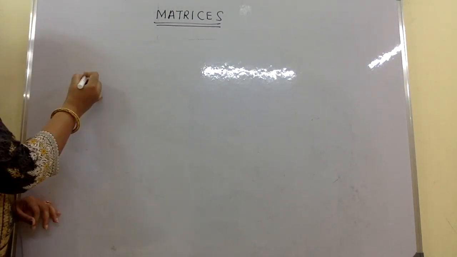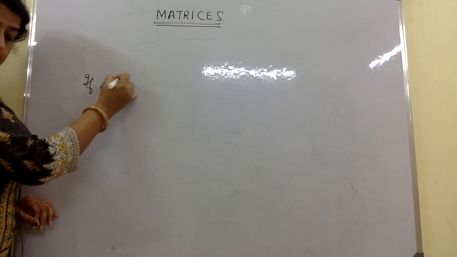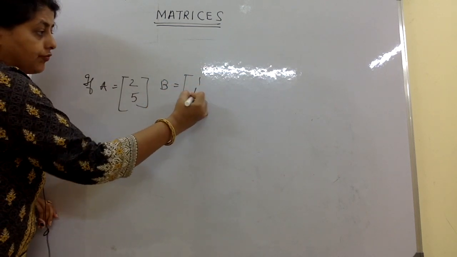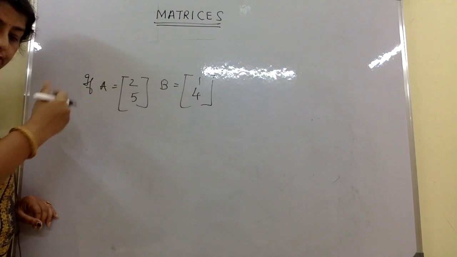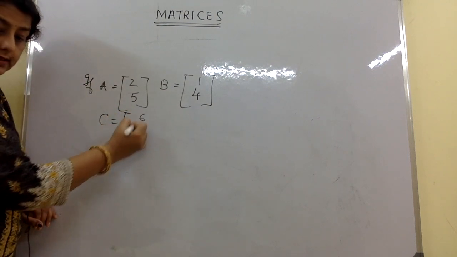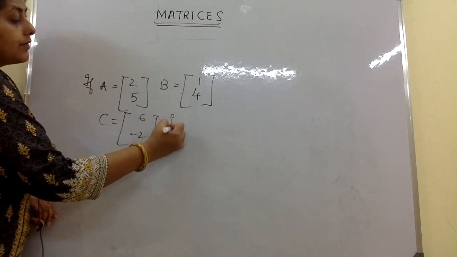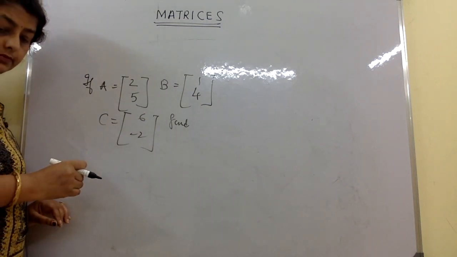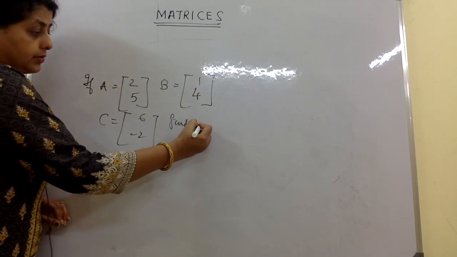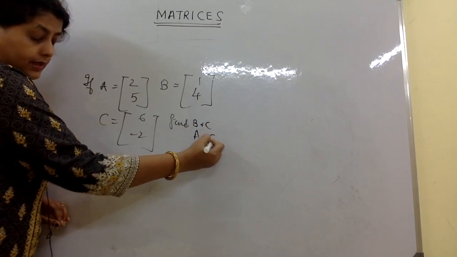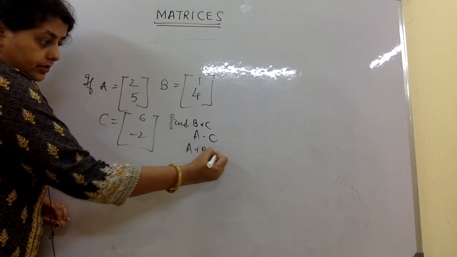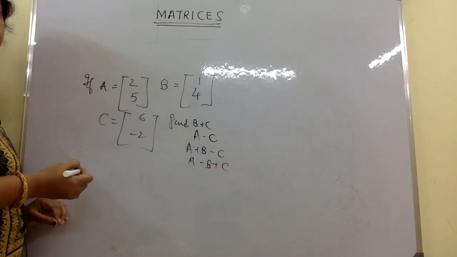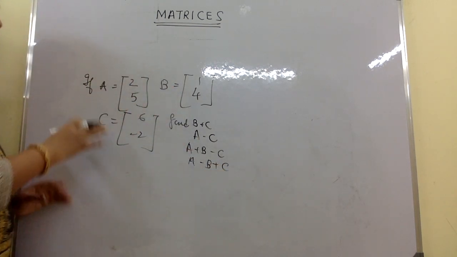Then let's take the other question. If A is 2, 5, B is 1, minus 2, C is 6, 4, not 2 by 5, you don't say 2 by 5. Then what are the things you have to find? You have to find B plus C, A minus C, A plus B minus C, A minus B plus C. So these are the 4 things I have to find with these matrices.